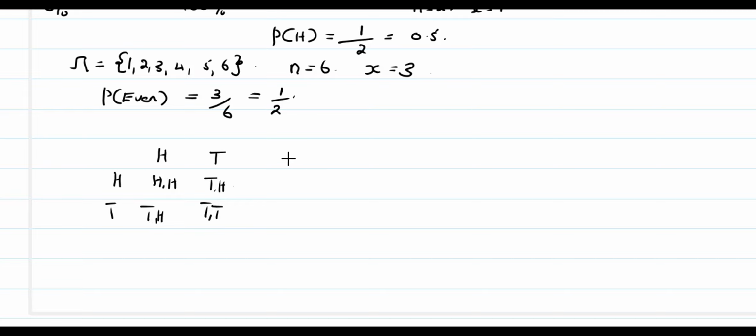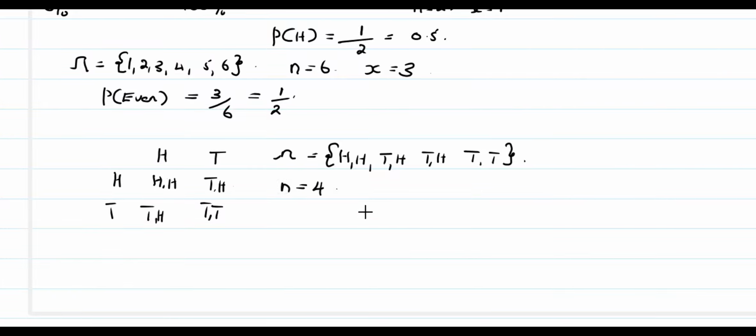So the sample space will be, sample space is just the total number of possible outcomes. So it will be head, head. I can get a head, tail, this one. I can also get a tail, head, this one. And then I can get a tail, tail, like that. So the total number of possible outcomes are 1, 2, 3, 4. So our n will be 4.